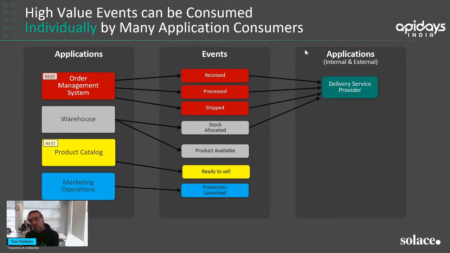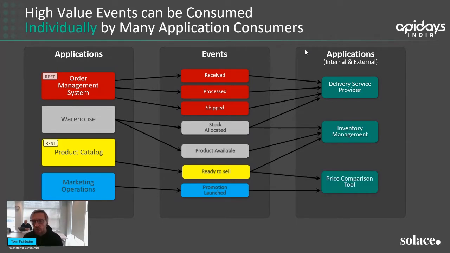But if we look at our external applications, what we might want to deliver to someone across our business or even outside our business to a third party. If you take the example of somebody who's actually shipping our products from our e-commerce website, they're going to be interested in the received, processed, and shipped events, probably also the stock allocated events. You can expand this, of course. Inventory management is probably going to listen to those events there, and our price comparison tool is probably interested in the product ready to sell and a promotion that's been launched.